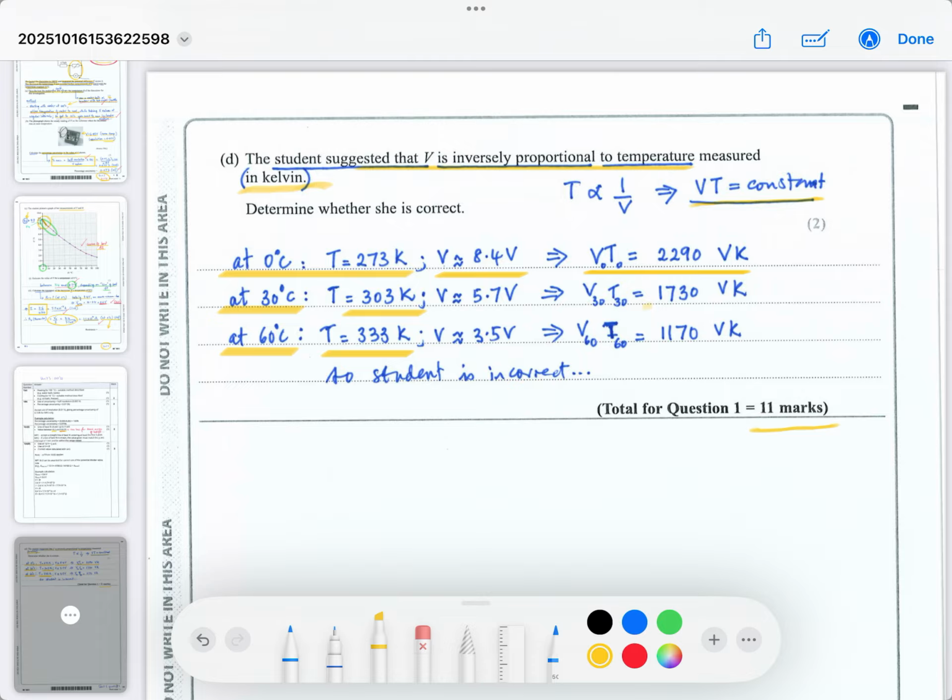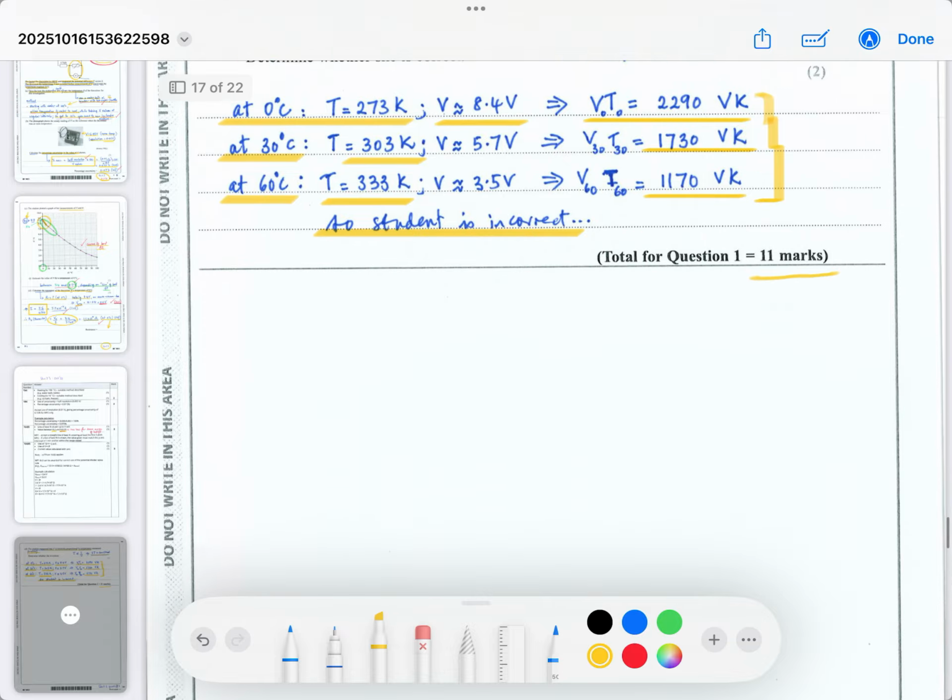And each time you do it, you can see the value is going down. So therefore, temperature is not inversely proportional to the voltage. So the student is incorrect. As long as you do 2 or more values, you should be able to get the conclusion that the student is not correct. And that's how you get the final 2 marks.